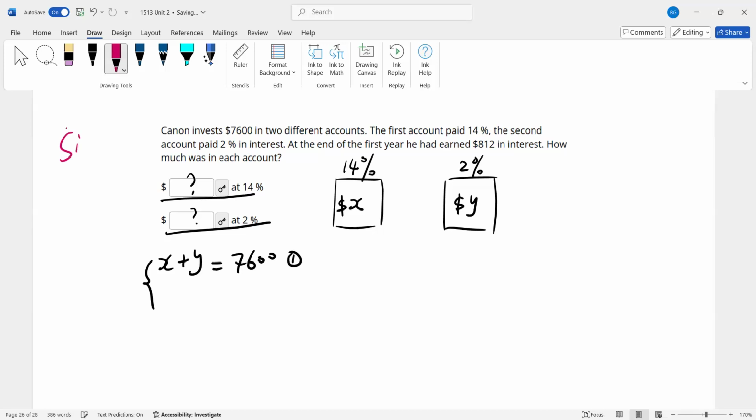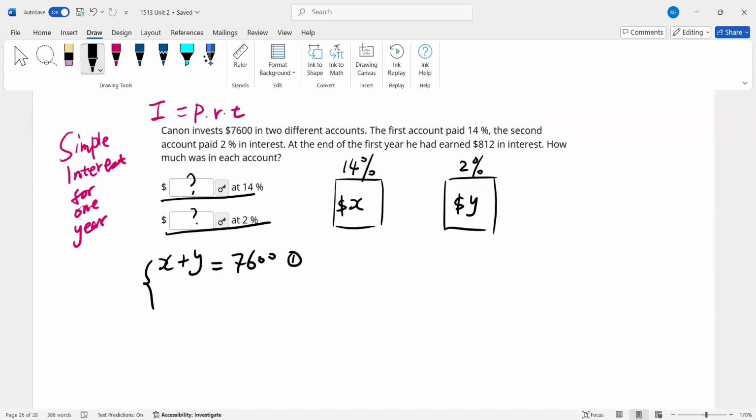Simple interest for 1 year. The formula is very simple. If you want to know more, look at your Foundation 2. We have learned this formula. I equals P times R times T. I is the simple interest, P is the principal, R is the annual interest rate, T is time in years. Here we consider 1 year because it says at the end of the year. So for that reason, the interest is very easy to calculate.